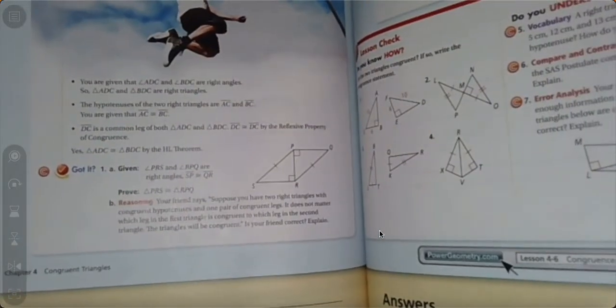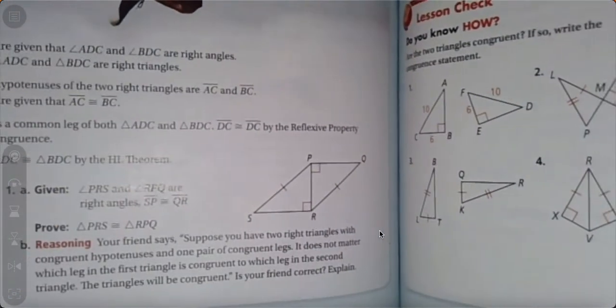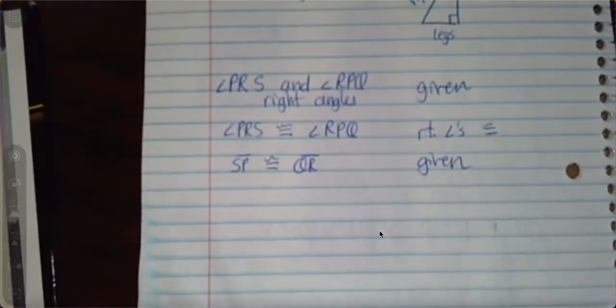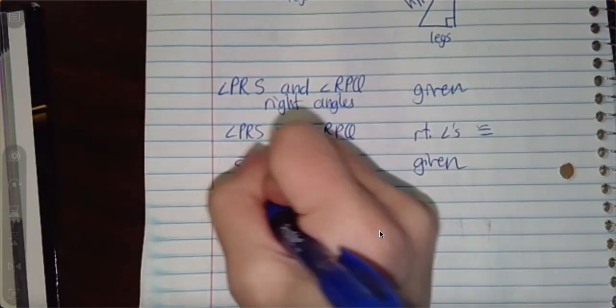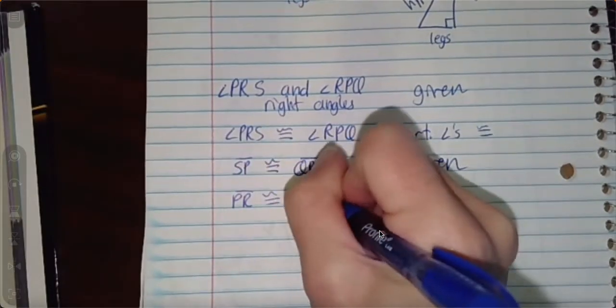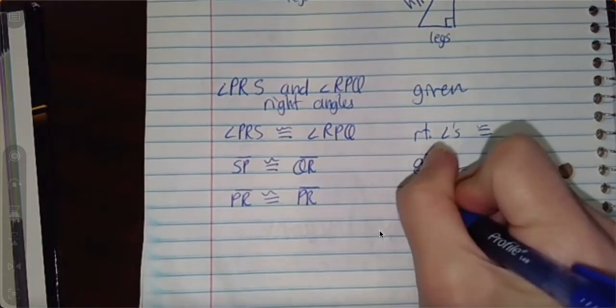And then what was the other thing that y'all told me? That PR was what? Reflexive. PR was congruent to itself. I write it like that, and then I would put reflexive property.